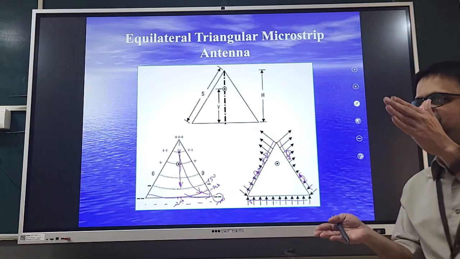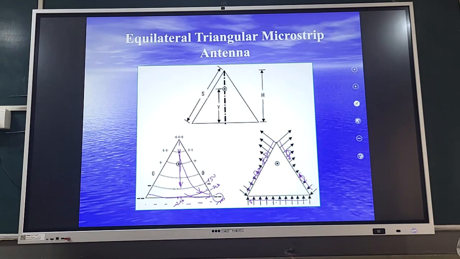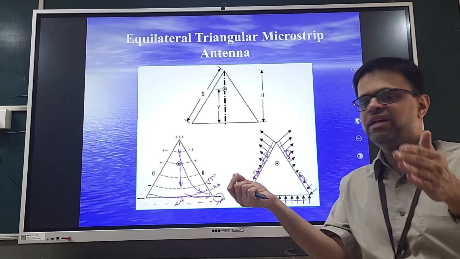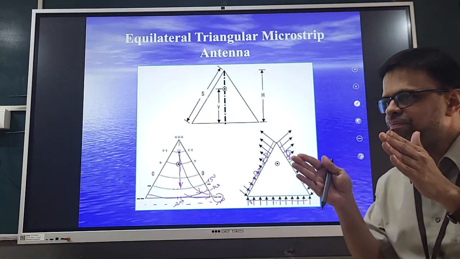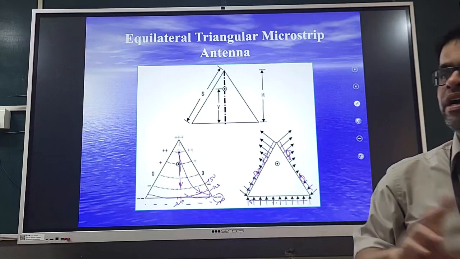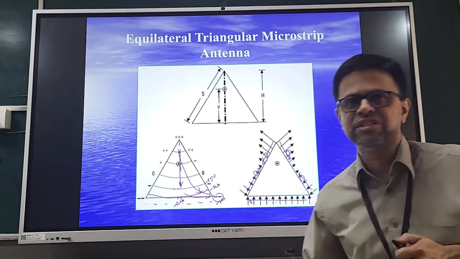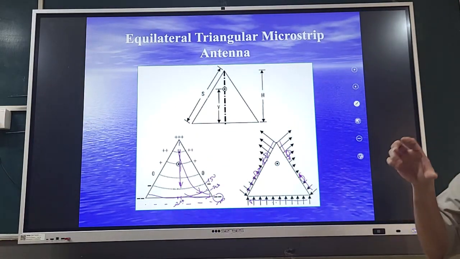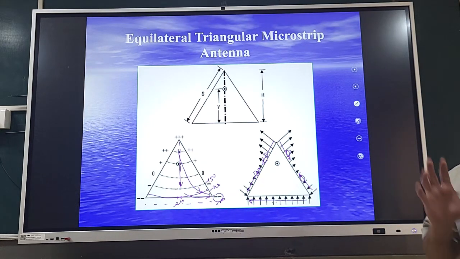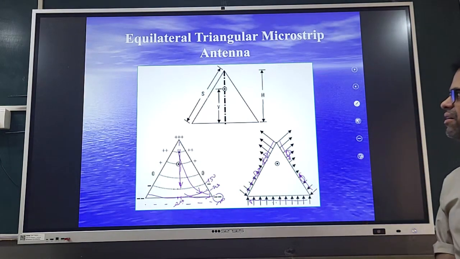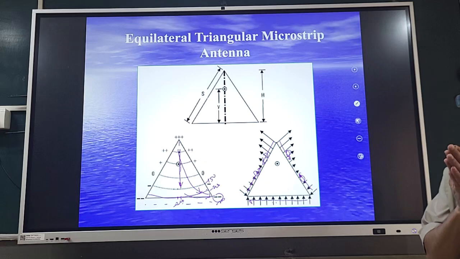There itself the difference in radiation pattern of the equilateral triangular microstrip antenna against a circular and rectangular one comes. The radiation pattern has a higher cross polar because of the asymmetric structure of the configuration. So this is about equilateral triangular geometry. This is a fundamental mode.